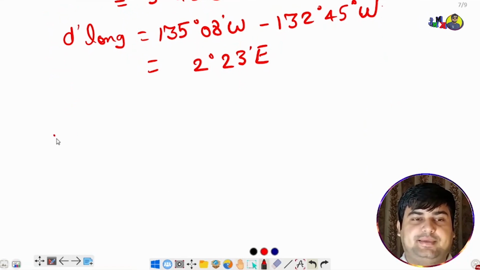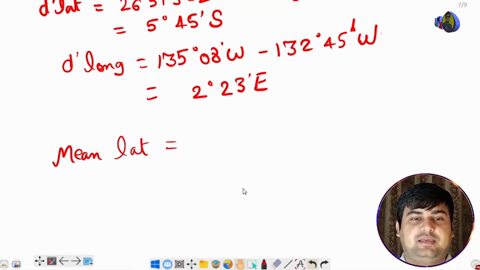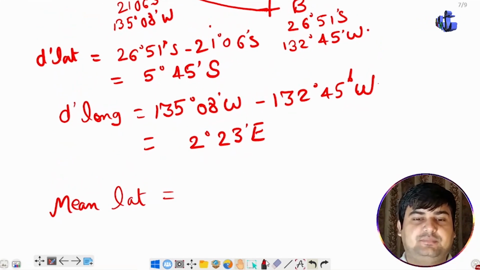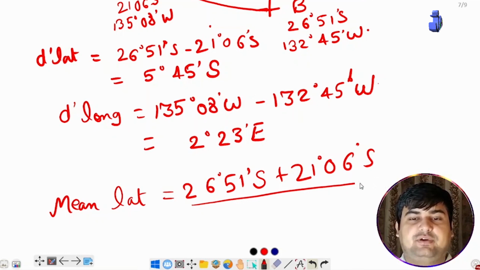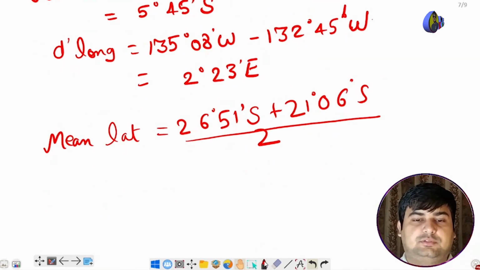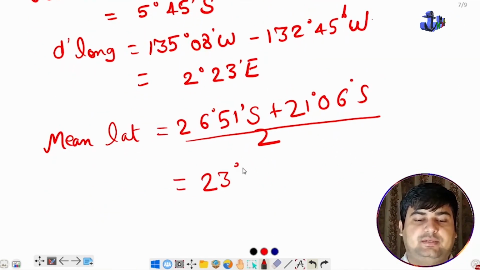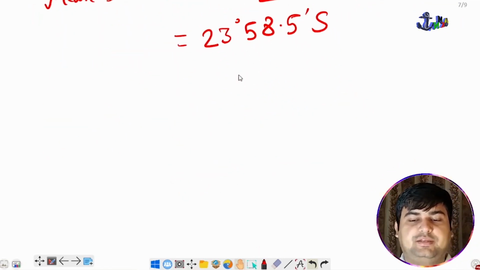Now we will calculate mean lat. As I told you earlier, in some questions we will calculate mean lat, mid lat. So how will we calculate mean lat? As we are calculating the average, it is 26 degrees 51 minutes south plus 21 degrees 06 minutes south divided by 2. So this will come out to be 23 degrees 58.5 minutes south. So we identified the mean lat.